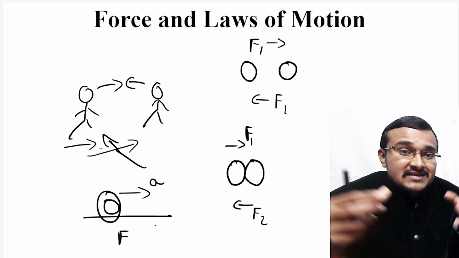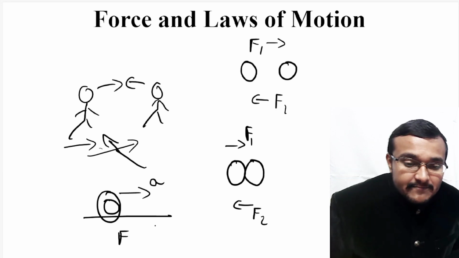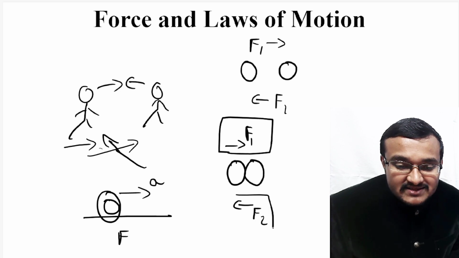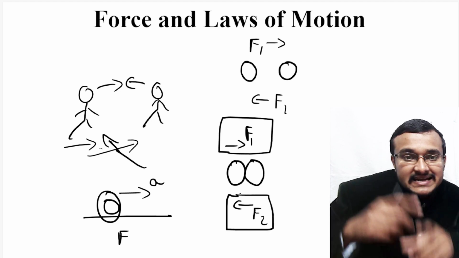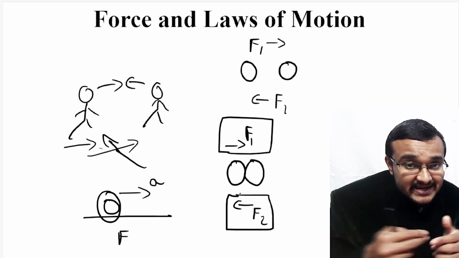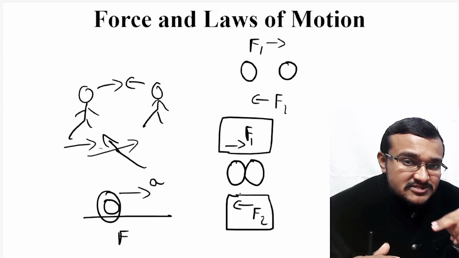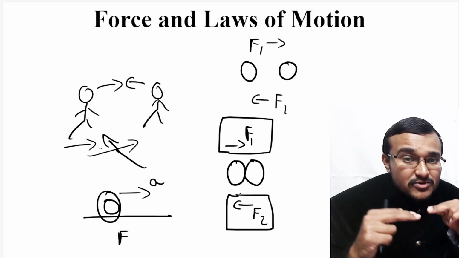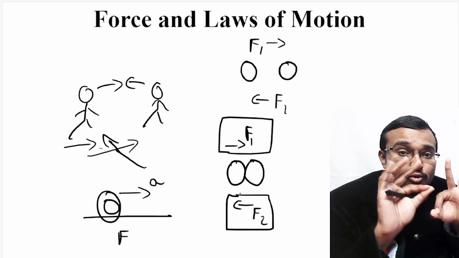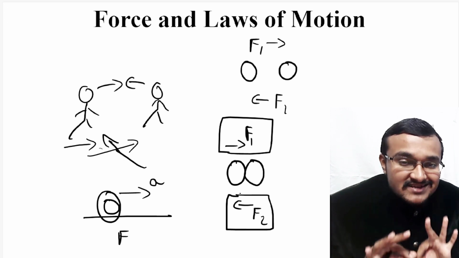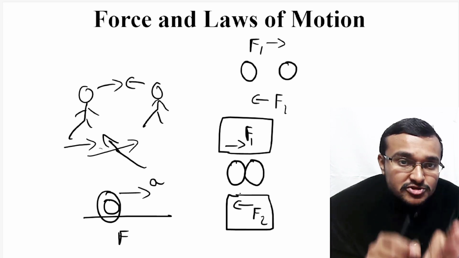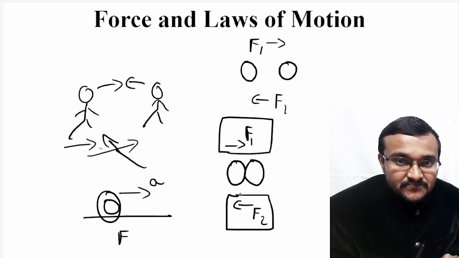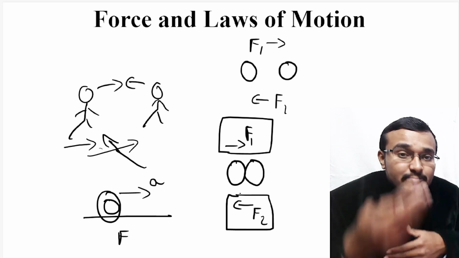Simultaneously, the force applied by the first object will create the second force by the second object on the first object in the opposite direction. That means the force applied by the first object will be equal and opposite to the force applied by the second object, where both of the forces are simultaneously occurring, both are equal and opposite to each other, and both of these forces are acting upon different bodies.